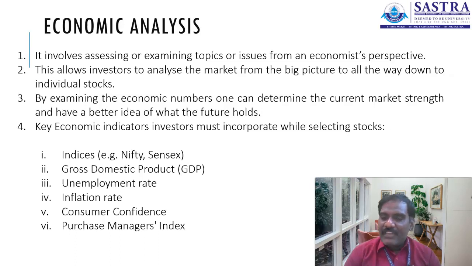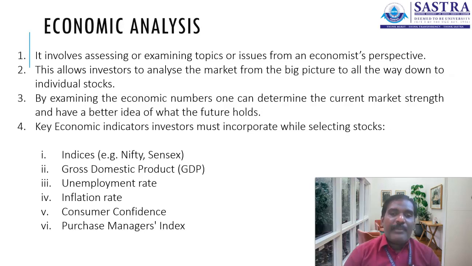So for example, some quantitative indicators of the economy, like the GDP growth rate, inflation in the market, the percentage of unemployment prevailing in the market, and the per capita income of the people. These are certain indicators that can be used to determine the current market strength, and the investor can have a better idea of what is going to happen in future for that kind of economy. That is the part analyzed in the economic analysis.